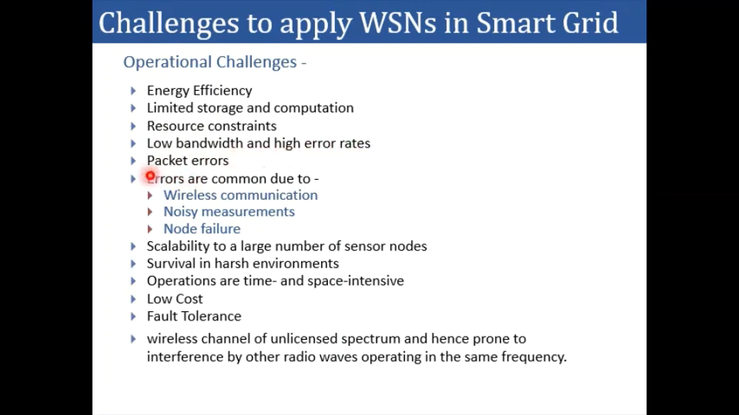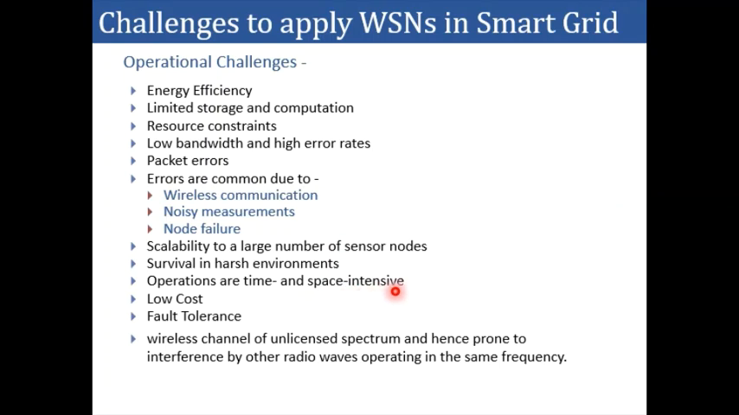of wireless sensor network. Packet errors. Errors are common in the wireless sensor network due to wireless communication or noisy measurements or the node failure. So that's why multiple retries are carried out to address the errors in transmission. Scalability to a large number of sensor nodes is also another challenge. Survival of nodes in harsh environment is another operational challenge.